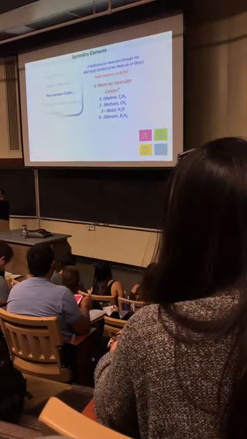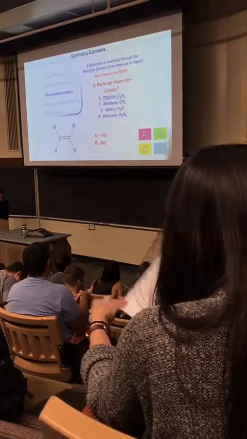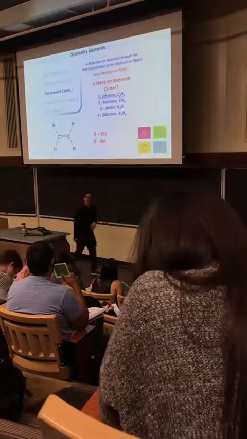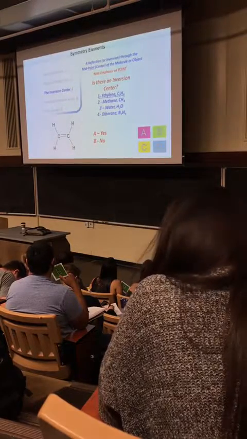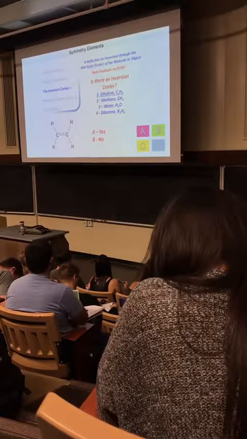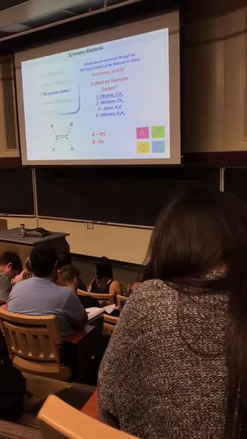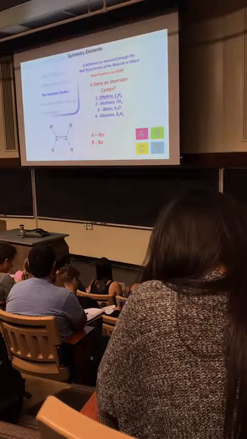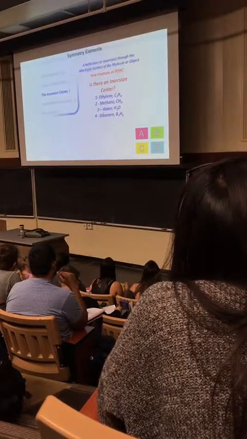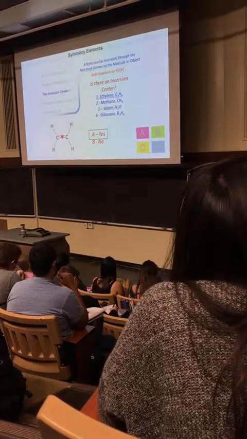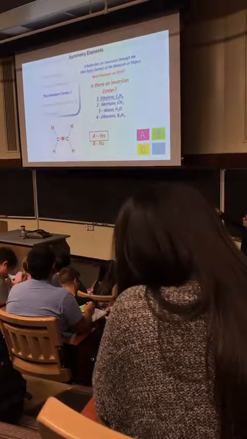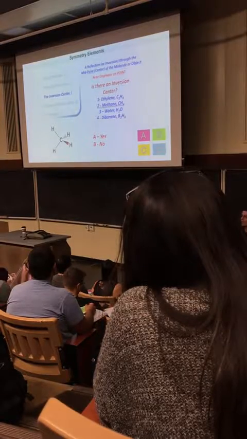Ready? Everybody ready? Okay. Ethylene, or ethene. Is there an inversion center? Okay, I see a lot of A's. Okay, where is it? Yeah, pretty simple, right? Midpoint of the double bond, H goes into H, C goes into C, so on and so forth. No problem.